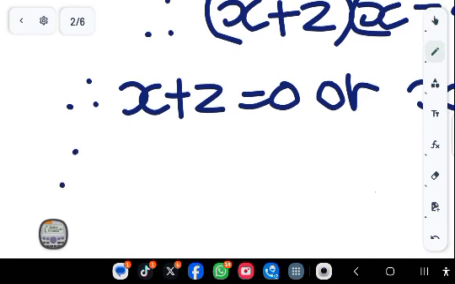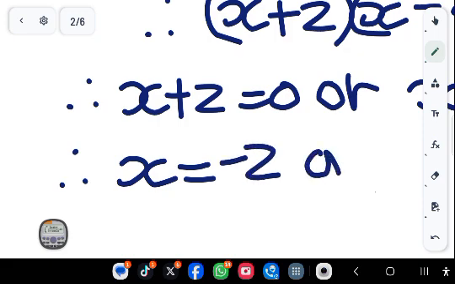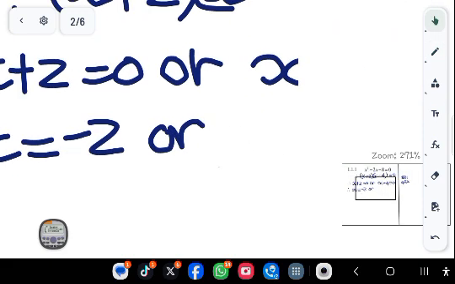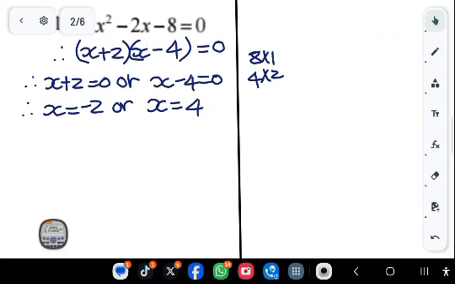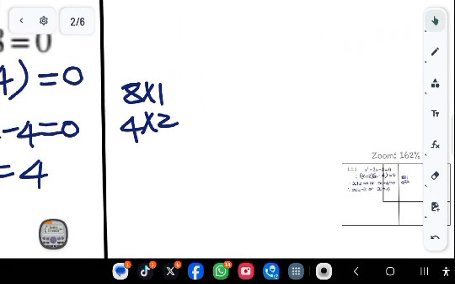Never skip this step. That's where a lot of people make silly mistakes. I know it may sound like a waste of time, but actually it will save you a lot of time and marks because you will avoid making those silly mistakes. And that's it. You're done with this one.